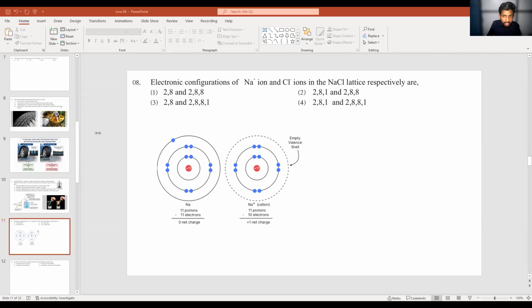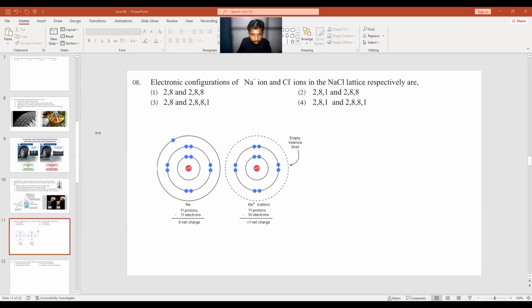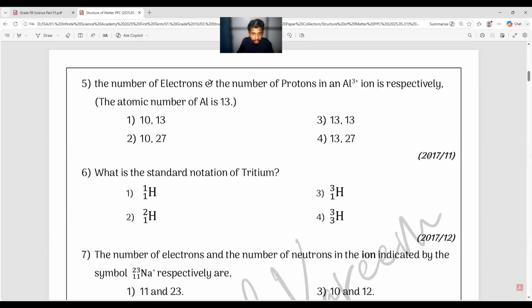I don't know whether you can see the screen. Wait a minute. Right, 2017 question number 11. I think you can see the screen, right? All clear, sir. Okay, fine.